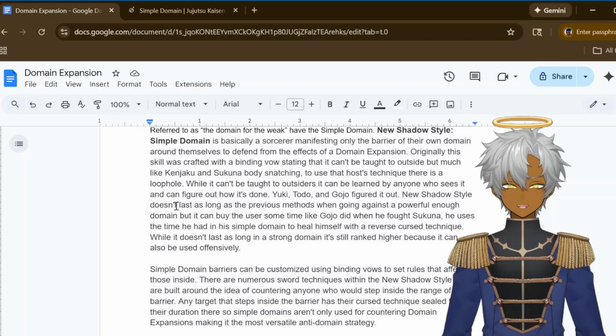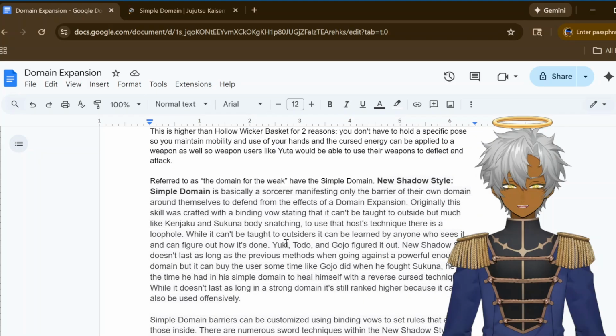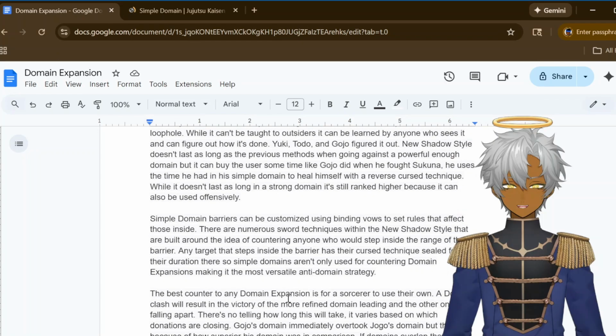The new shadow style doesn't last as long as the previous methods when going up against a powerful enough domain, but it can buy the user some time, like Gojo did when he fought Sukuna. He uses the time that he had in his simple domain to heal himself with reverse curse technique. While it doesn't last as long as a strong domain, it's still ranked higher because it can also be used offensively.